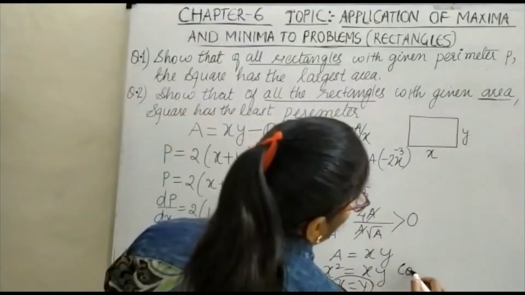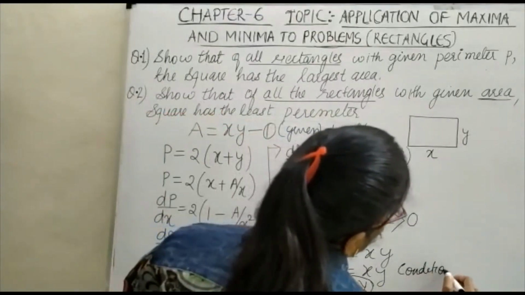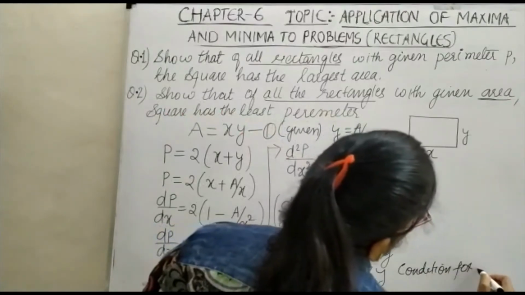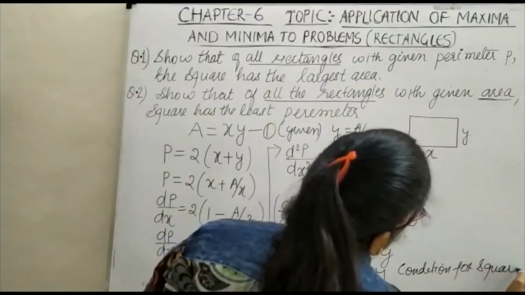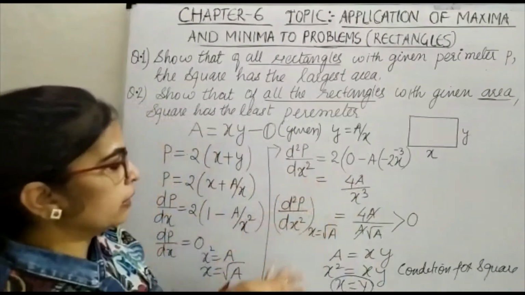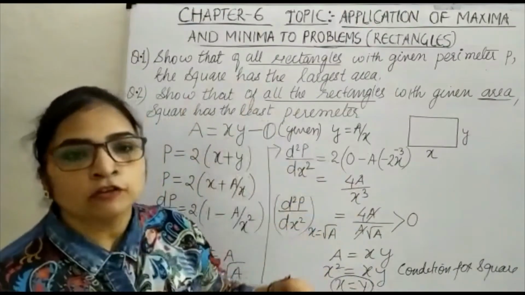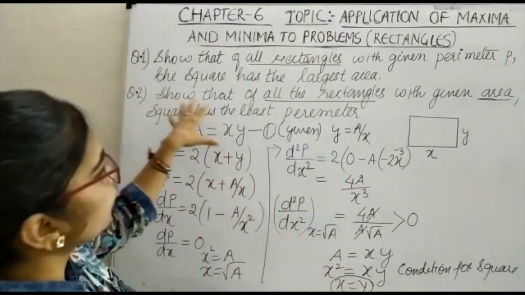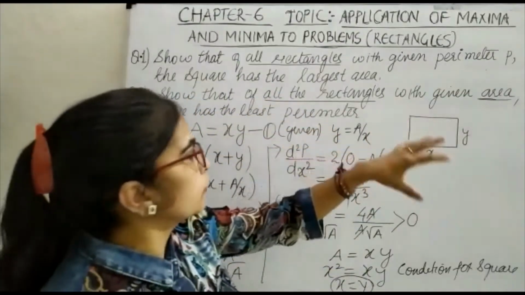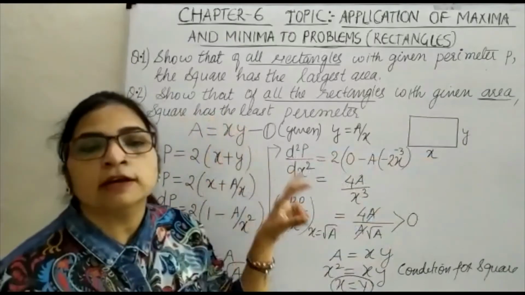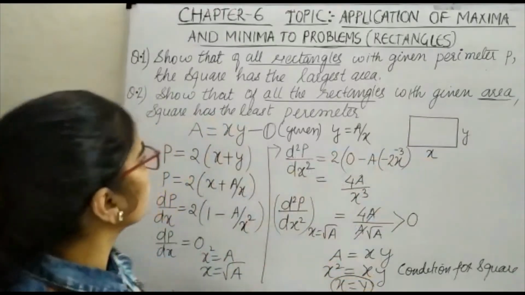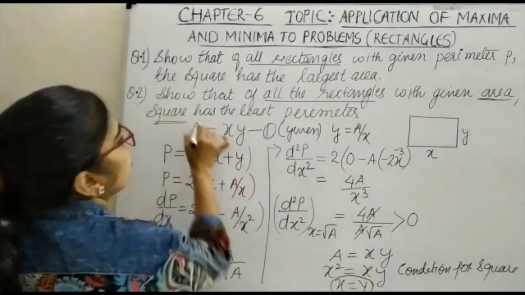That is condition for square. इसका मतलब जब ये आपका मिनिमम है तो ये आपका किस में रिड्यूस हो गई है? रेक्टेंगल से स्क्वायर में. Okay, so this is all about the question of all the rectangles with given area. Square has the least perimeter. X is equal to y. It indicates that this is a square.